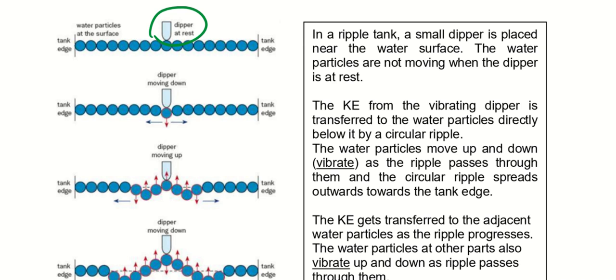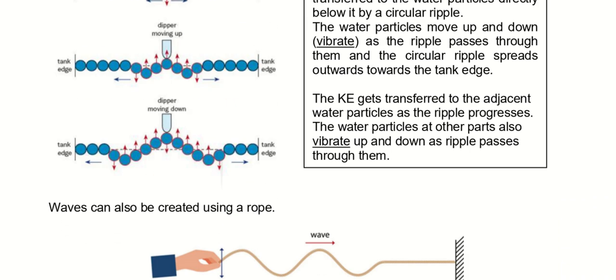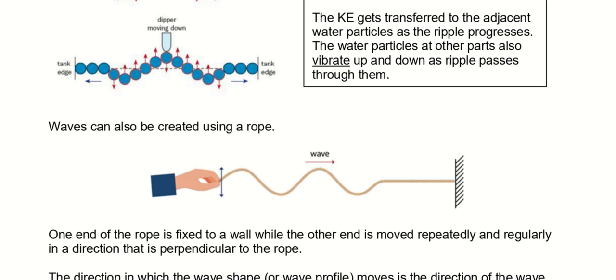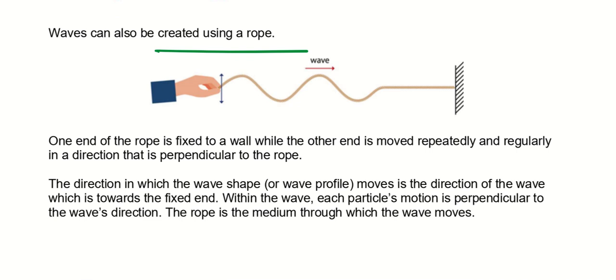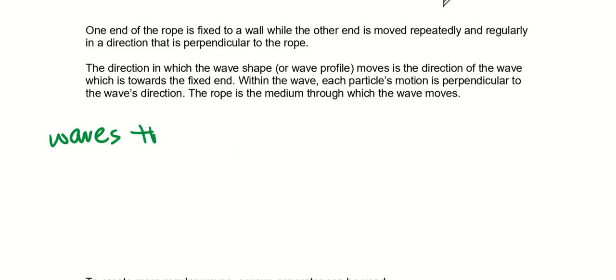Meaning, if the 5 of us hold hands and make waves, where will we be after we make waves? We'll still be here. We cannot say, hey, let's go to Bedok Mall, then do the wave and find ourselves at Bedok Mall. It won't happen. The particles will still be around. Now, the waves can also be created using a rope. So now we'll use a slinky.